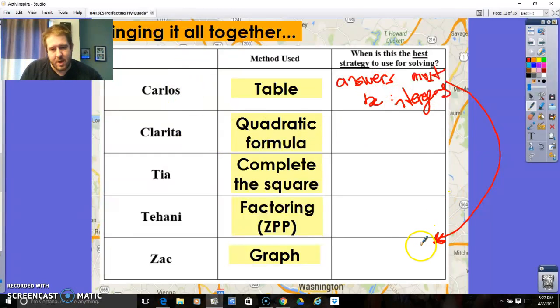So maybe these are strategies you want to do anyway first, because they don't take a whole lot of time, and if they do work out, great. If they don't, then you can use one of the other three methods. Now, let's go to zero product property.